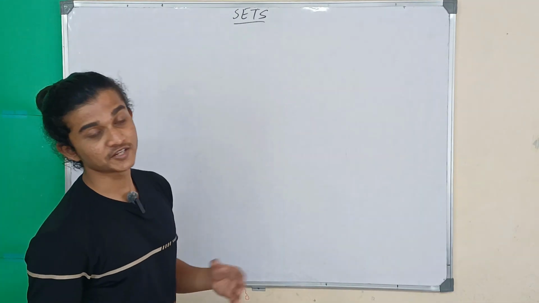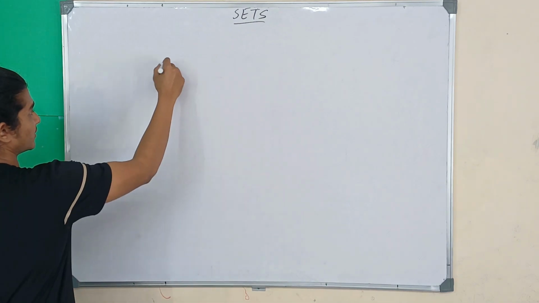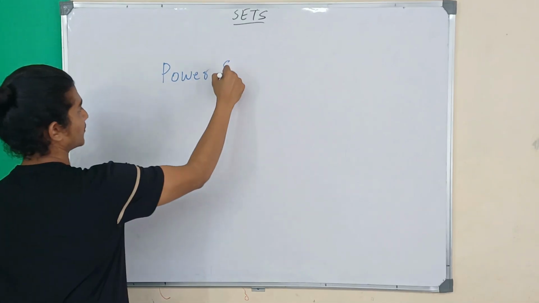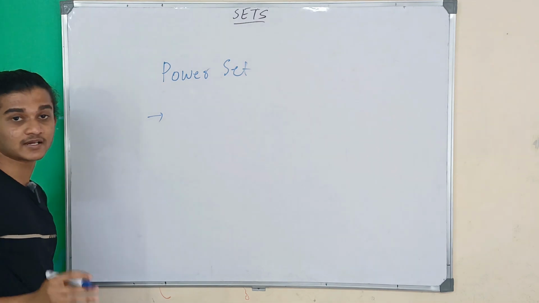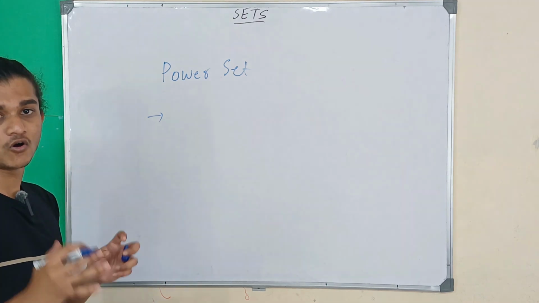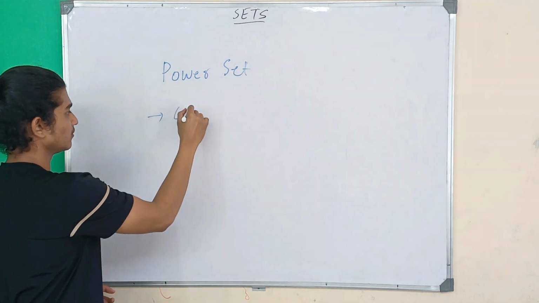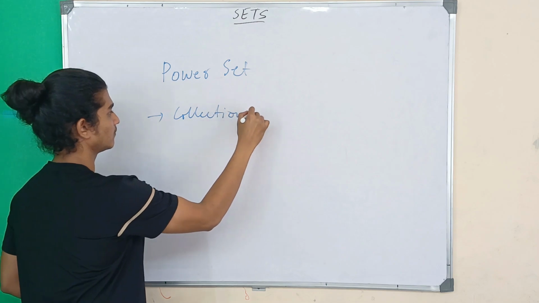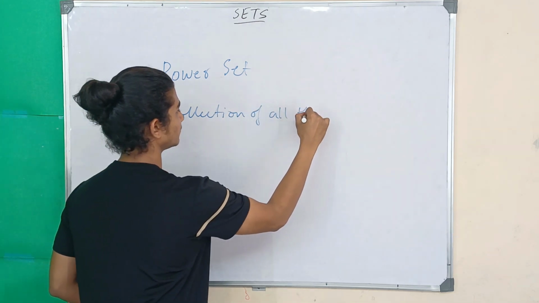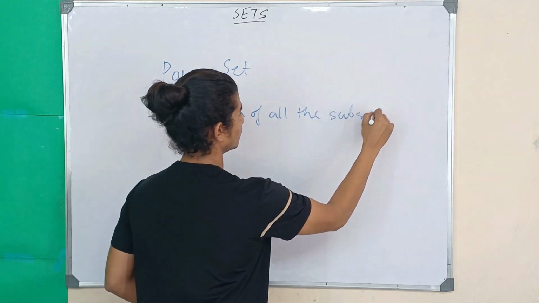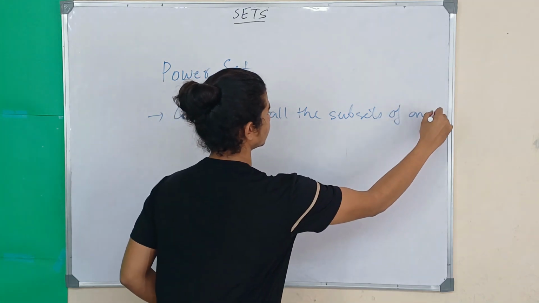And now we're going to discuss the next type of set, which is the power set. Power set is basically a collection of all the subsets of any given set.